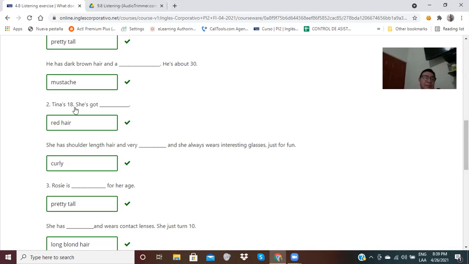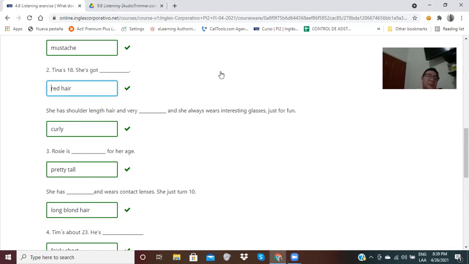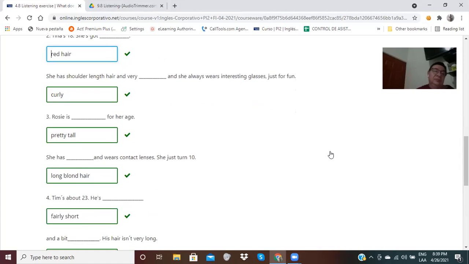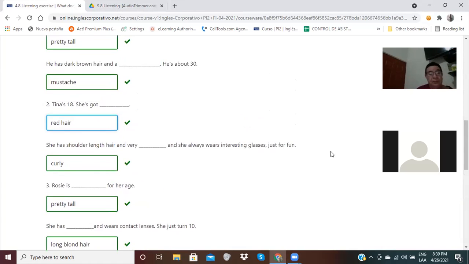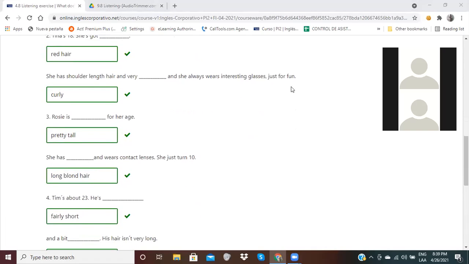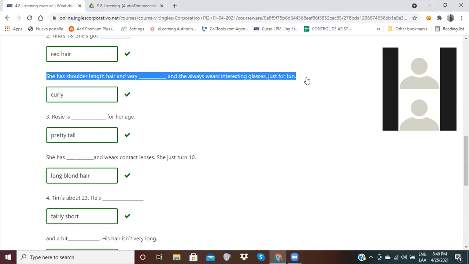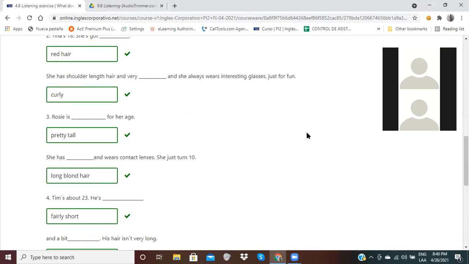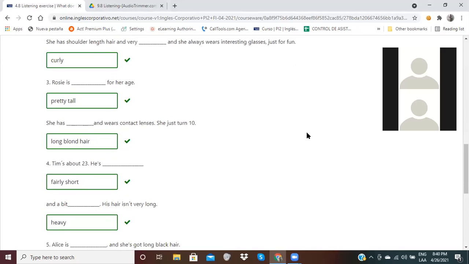Excellent. Carla Alas, the next one. Tina's 18, she's got red hair. Perfect. Hair. Fabiola, continue. She has shoulder length hair and very curly. And she always wears interesting glasses just for fun. Perfect. Carla Alas, the next one.